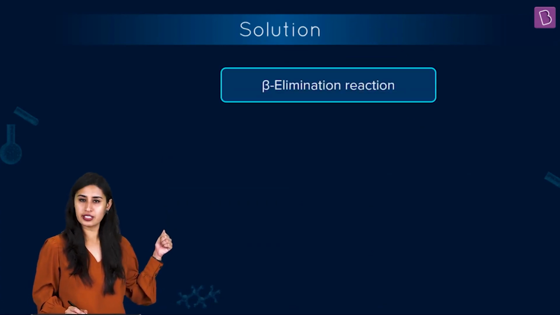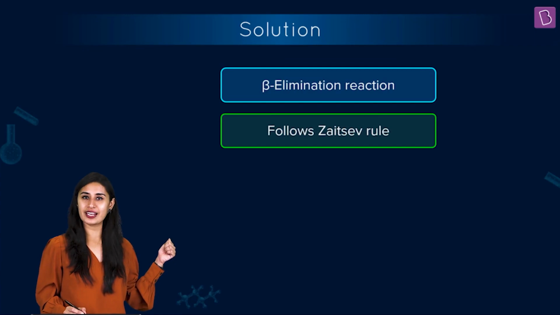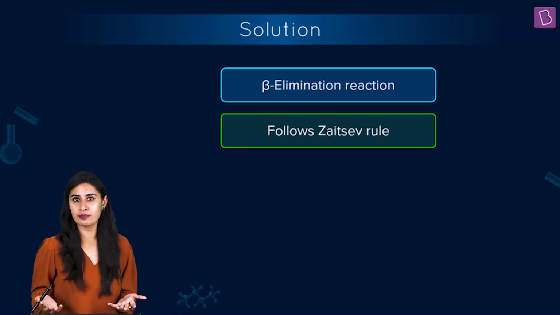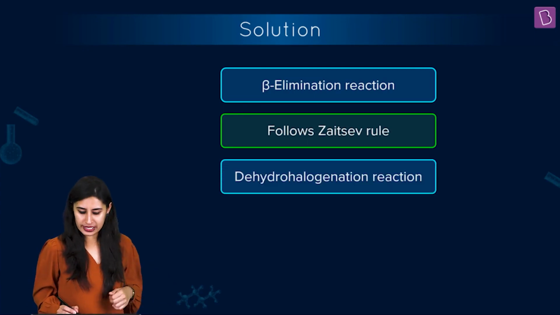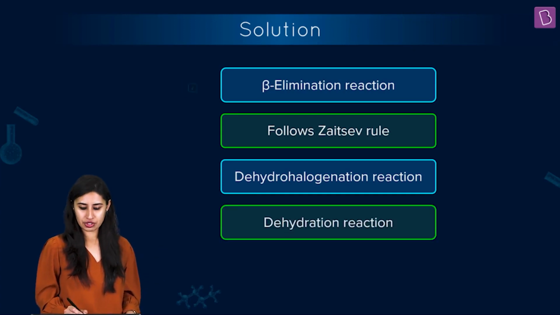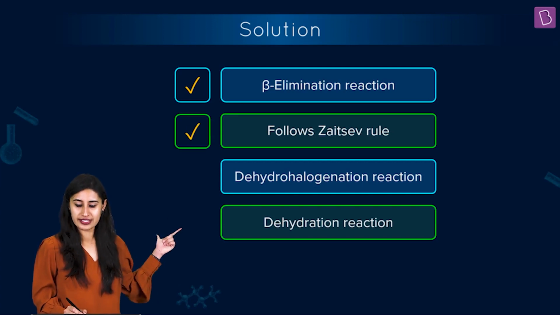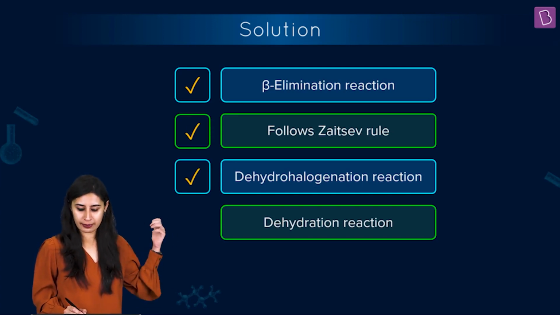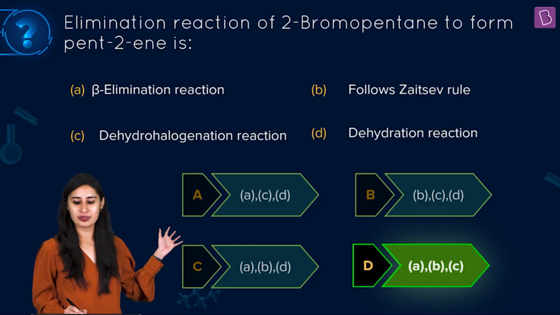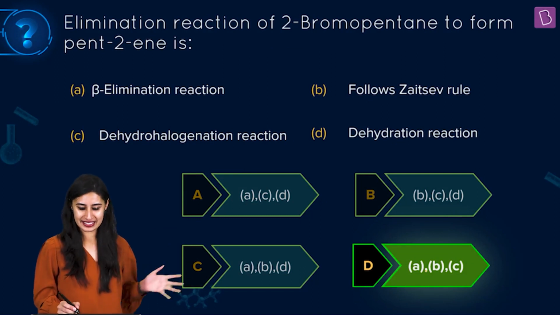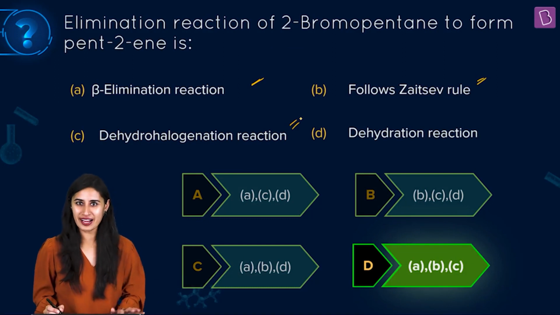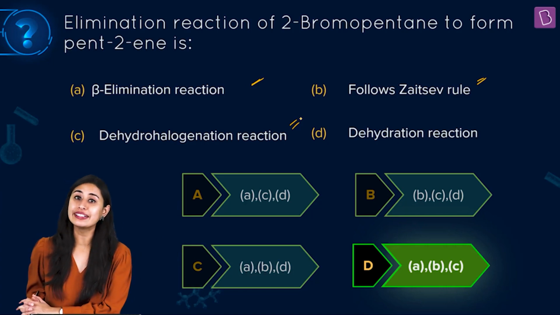So the first thing, is it beta elimination? Indeed, it's a beta elimination. The hydrogen which is being removed is at the beta position. Hence, it's of course a beta elimination. It follows Saytzeff rule, yes. Is it a dehydrohalogenation? Yes. But nowhere did we see dehydration happening. So beta elimination, a thumbs up. Saytzeff rule, a thumbs up. Dehydrohalogenation, a thumbs up. Dehydration, a thumbs down. So the right answer to this question, of course, becomes option D, that is A, that is B, and that is C. The right answer to this question becomes option D.